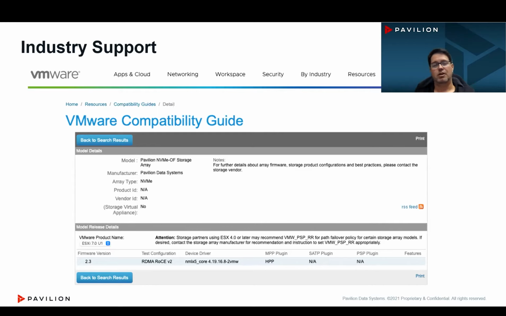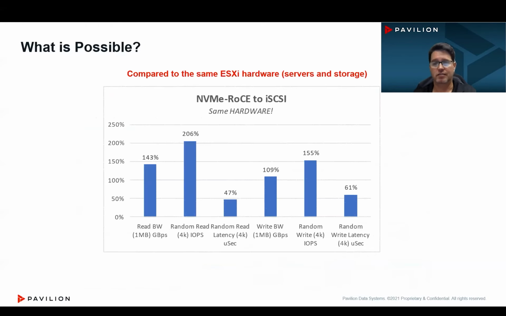That's an interesting question, because when you look at iSCSI and RoCE, they're going to run on the same Ethernet infrastructure. So if you can run both on the exact same hardware, what's the real difference? Well, unfortunately, some testing's been done on that. Now, this was not testing that Pavilion did. This was testing that NVIDIA did.